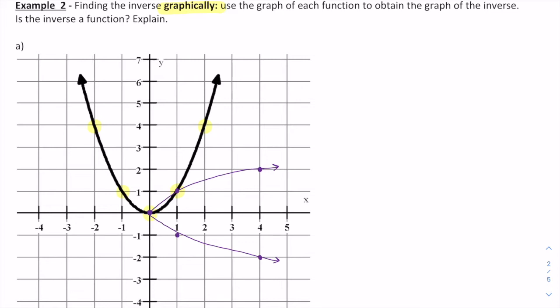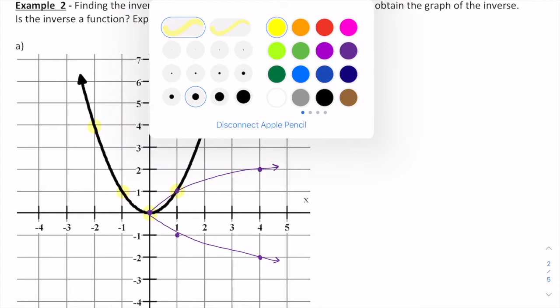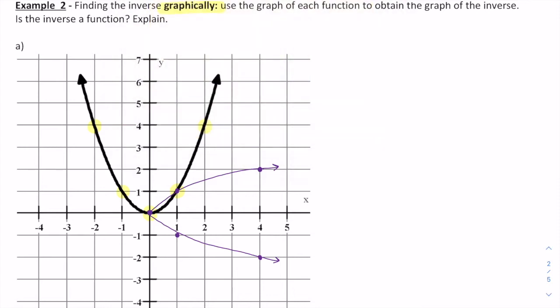Next, it asks us, is the inverse a function? So because we have a graph here, we're going to use our vertical line test. So we draw a vertical line, and we're going to picture this line moving and sweeping across our whole curve here. And right away I notice that it's touching my curve at 2 different points. So what that means is because it's touching it twice, it means it's failed the vertical line test. And then I can say that it is not a function.